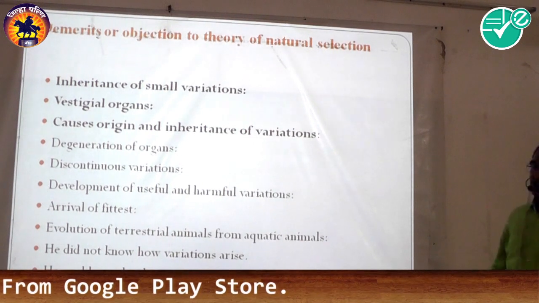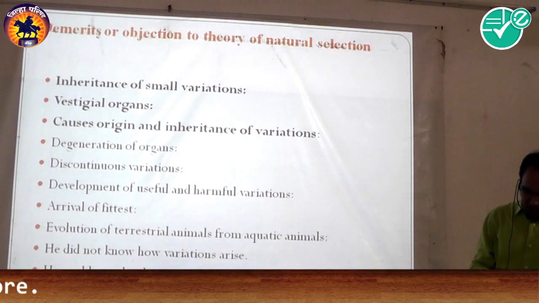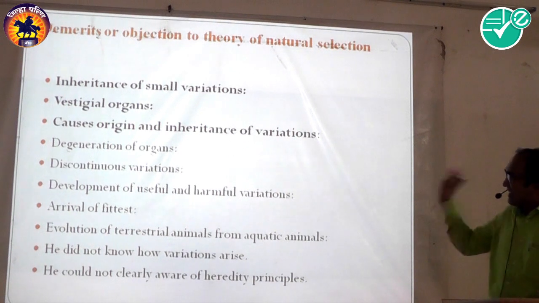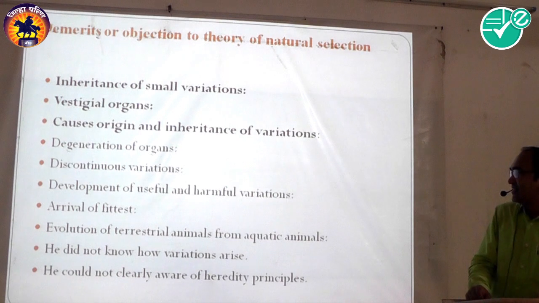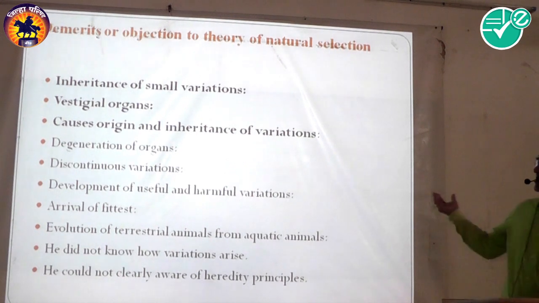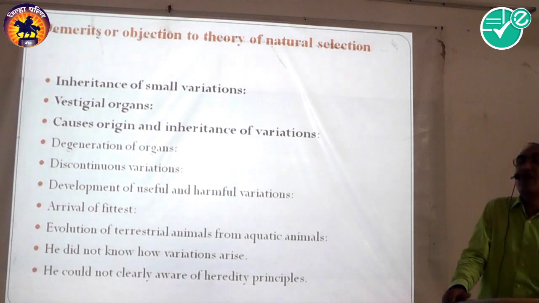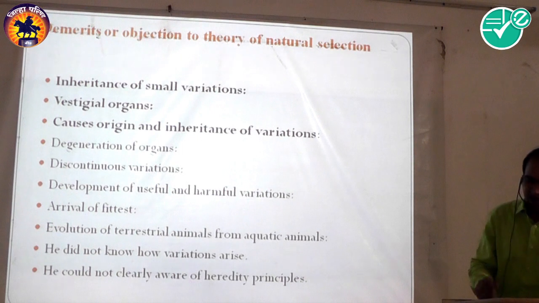Then, causes, origin and inheritance of the variations. How are the variations caused? What is the origin of these variations and how do they get inherited in the next generation? It is not explained by Darwin. Degeneration of the organs: how a few organs get degenerated, how the vestigial organs are formed. This is not explained by Darwin.